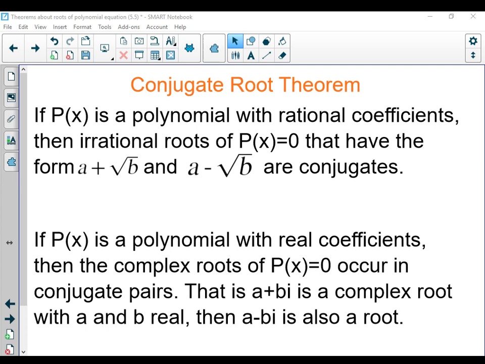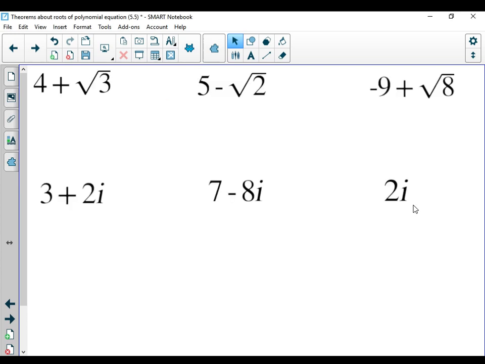So, all I want for the next problems are its conjugate. Seems simple, but for some reason on the last test it got y'all. So all I want you to do is write down the conjugate.